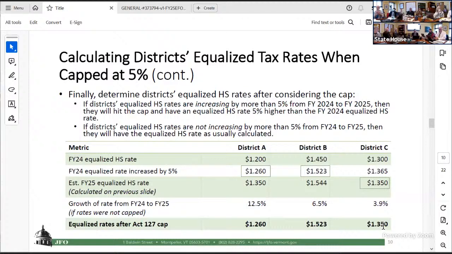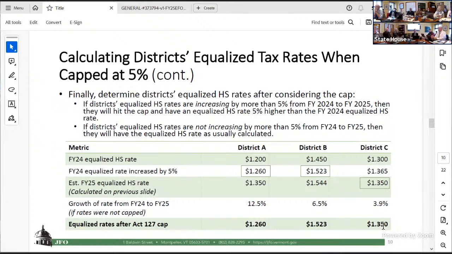So then finally, we determine districts' equalized rates after considering the caps. So if districts' equalized homestead rates are increasing by more than 5% from FY '24 to FY '25, then they hit the cap and have an equalized homestead rate 5% higher. If districts' homestead rates are not increasing by more than 5%, then they will have the equalized rate that was calculated.